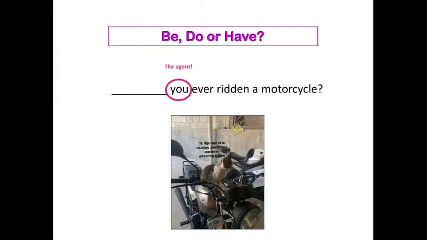Look, we have the agent you before the verb. So this is an active sentence, which means we're using a perfect tense, and we should have the auxiliary verb have. Have you ever ridden a motorcycle? Present perfect simple to ask about experience.